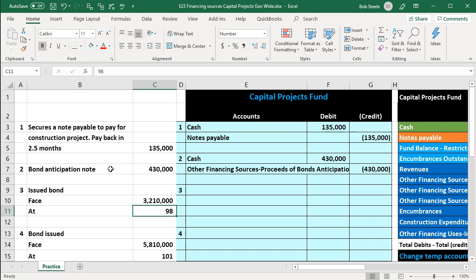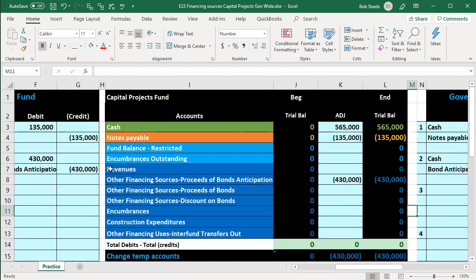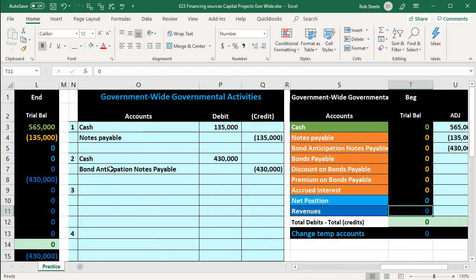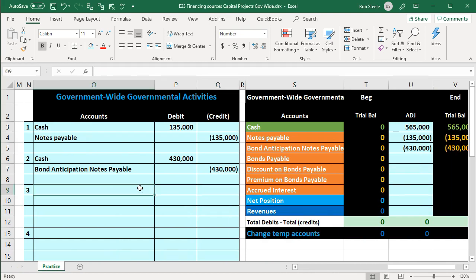Therefore, we issued it at a discount. So this is going to be a discount. We're going to scroll back over to the government-wide activities in order to post this to the general journal. So once again, we're working on financing sources. This is a big project. We need a lot of money. So cash is going to be increasing once again. Cash is going up for our capital project that we're working on.